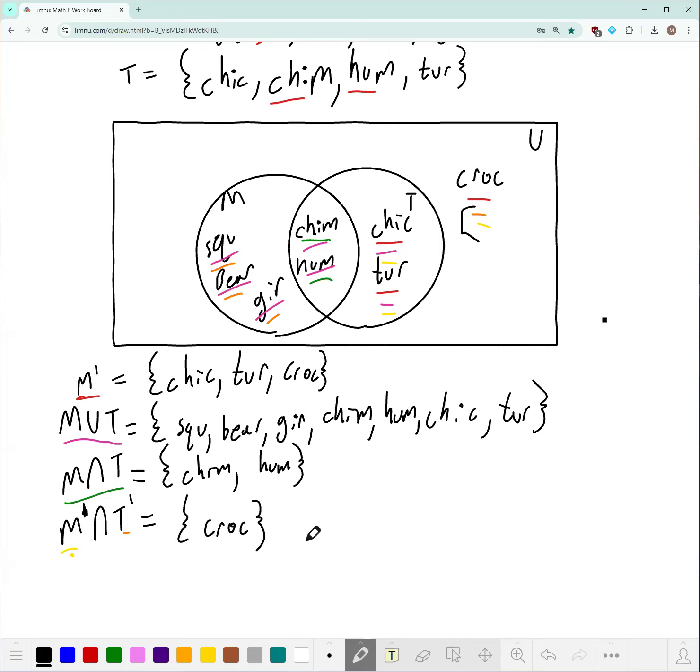Okay, cool. So that's a way that we can use Venn diagrams in order to demonstrate ideas about sets.